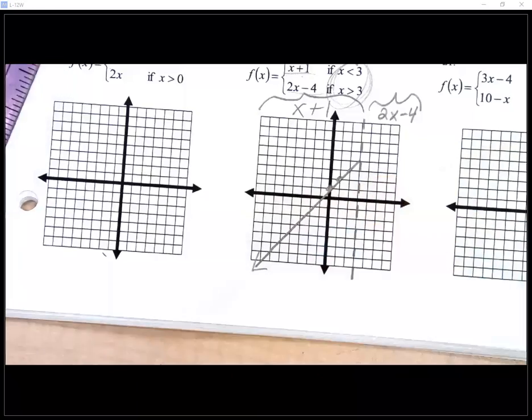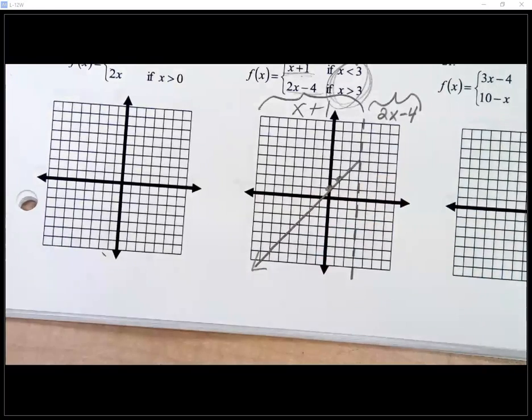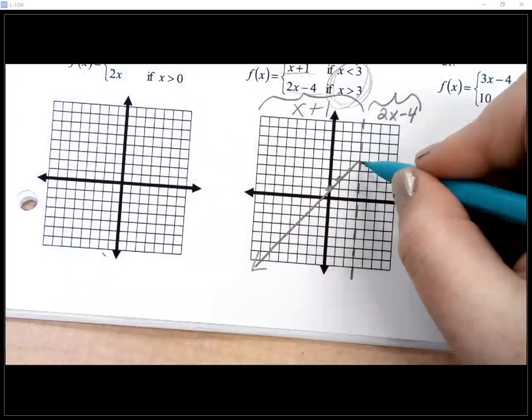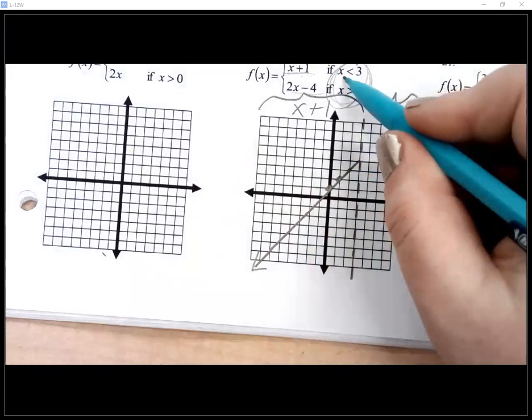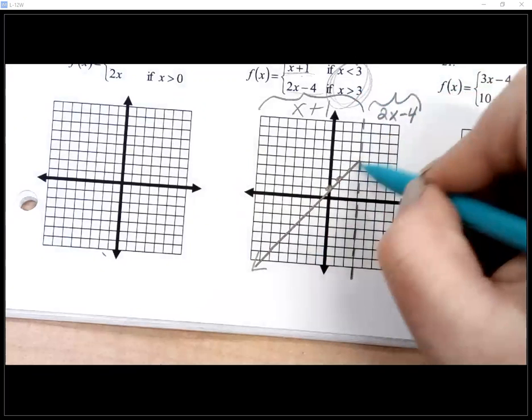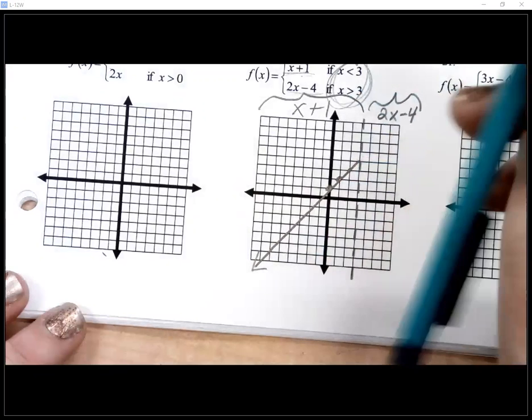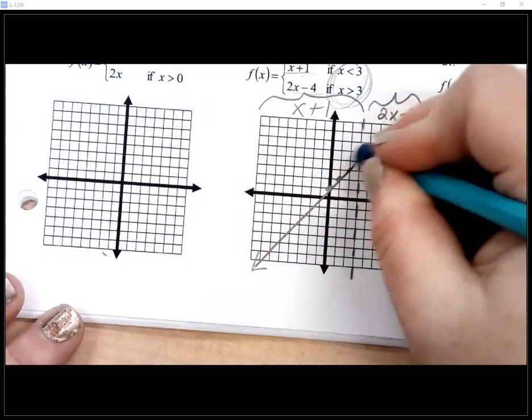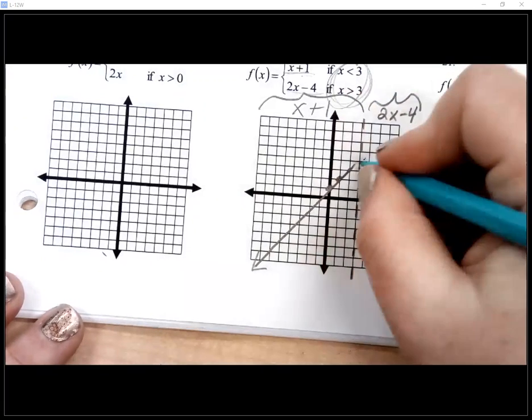Now, we need to talk about when it does actually hit this line. Does it exist there? Well, look right here. This says if x is less than 3. So when it hits this line, I need to have an open circle because it does not actually exist at 3. So I'm going to make it quite clear that there is an open circle when this line hits 3.